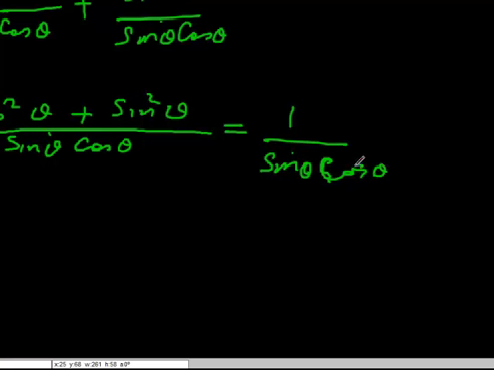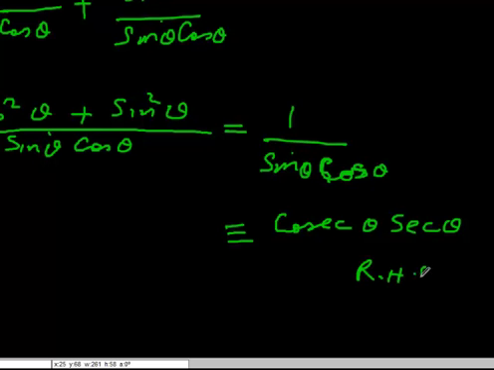Now this is 1 over sine theta cos theta. Now that's the product of 1 over sine theta and 1 over cos theta. Now 1 over sine theta we know is equal to cosec theta, and 1 over cos theta is sec theta. And that actually is your right hand side, isn't it? So that's what we're supposed to prove. Okay, let's try another one.